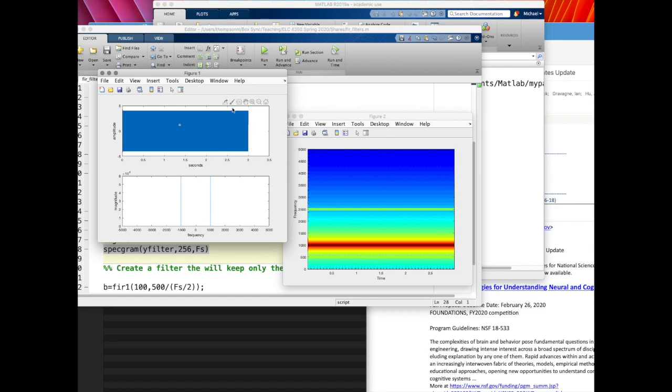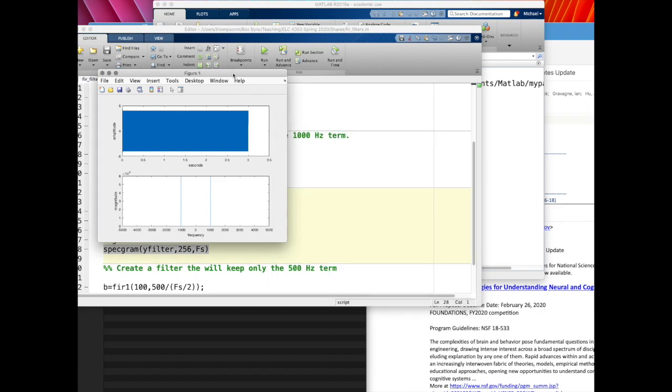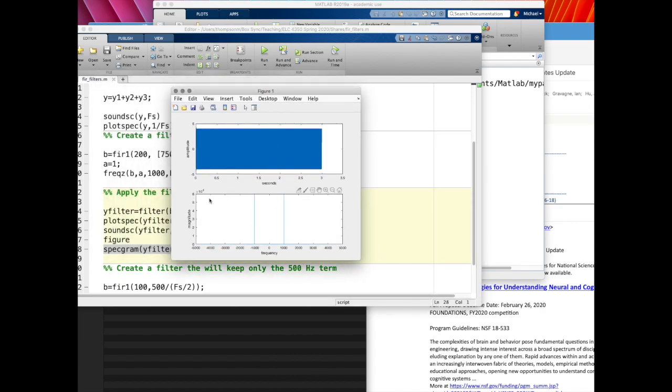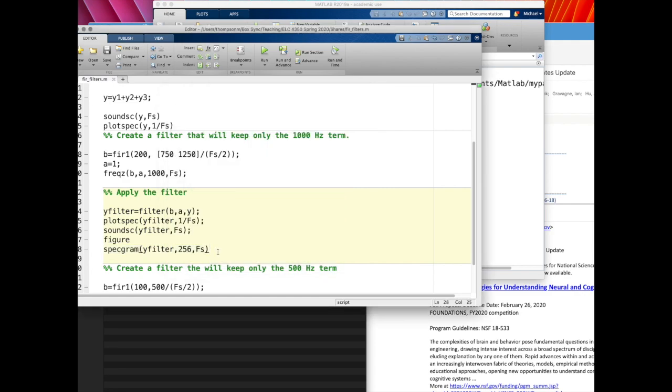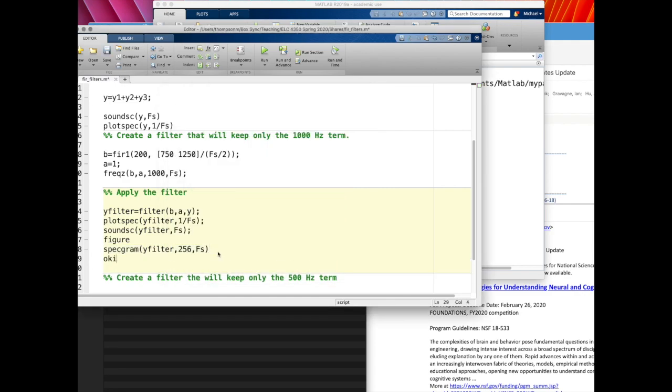All right, so part of the reason for that is we normally would plot the spectrogram or plot things about the spectrum on a dB scale instead of a linear scale. So you can also do plot spec, I think it's underscore dB, little d, capital B, of Y filter, and still 1 over Fs. So let's run just that part.